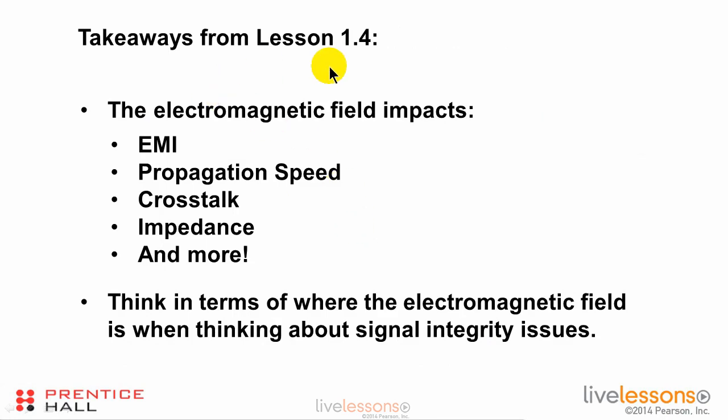So, the takeaways from lesson 1.4. The electromagnetic field impacts things like EMI and propagation speed and crosstalk and impedance and lots more. If we think in terms of where the electromagnetic field is when thinking about signal integrity issues, we gain quite a bit of insight into what is going to happen from a signal integrity standpoint.